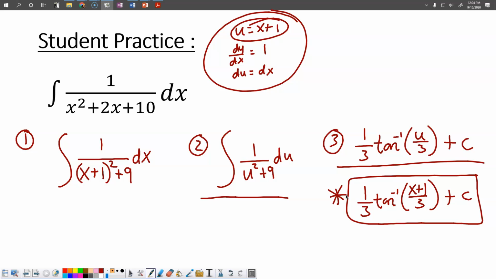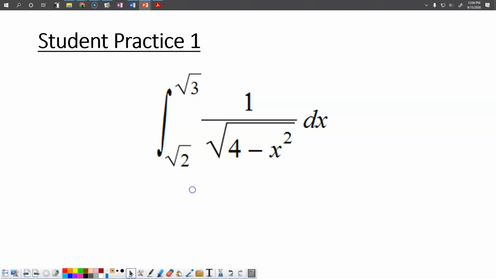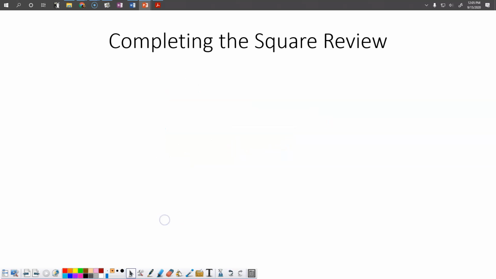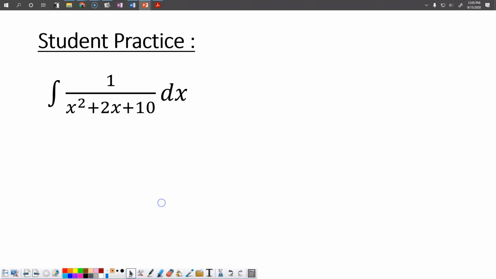So we talked about 2 things today. We talked about how to evaluate definite integrals that result in arc-trig functions. And the hard part there is do you know how to actually evaluate arc-trig functions? We also talked about how to integrate functions that look like a number on top with a trinomial on the bottom. And the secret to it is completing the square with u substitution.